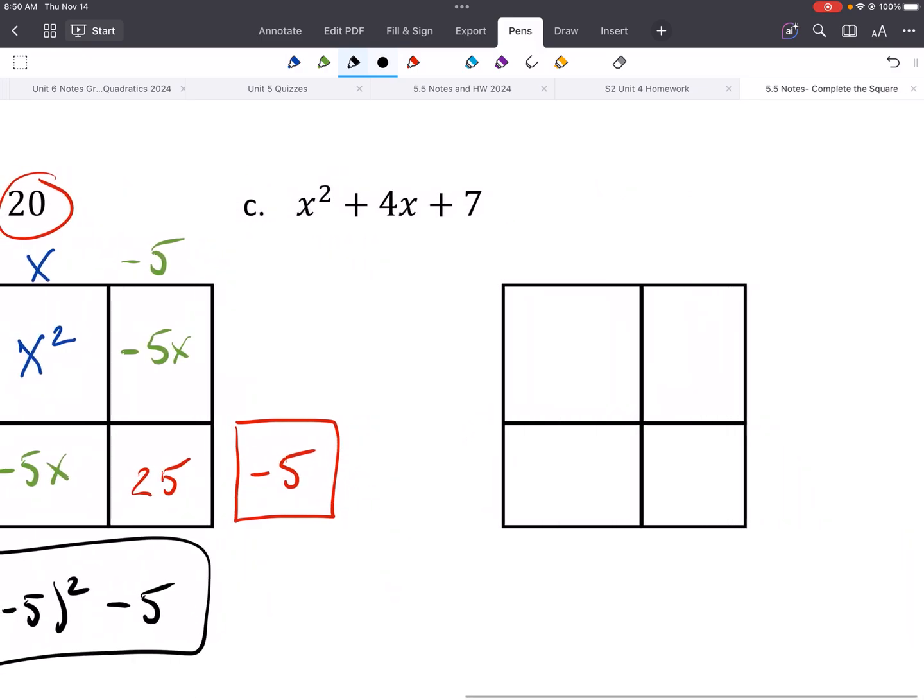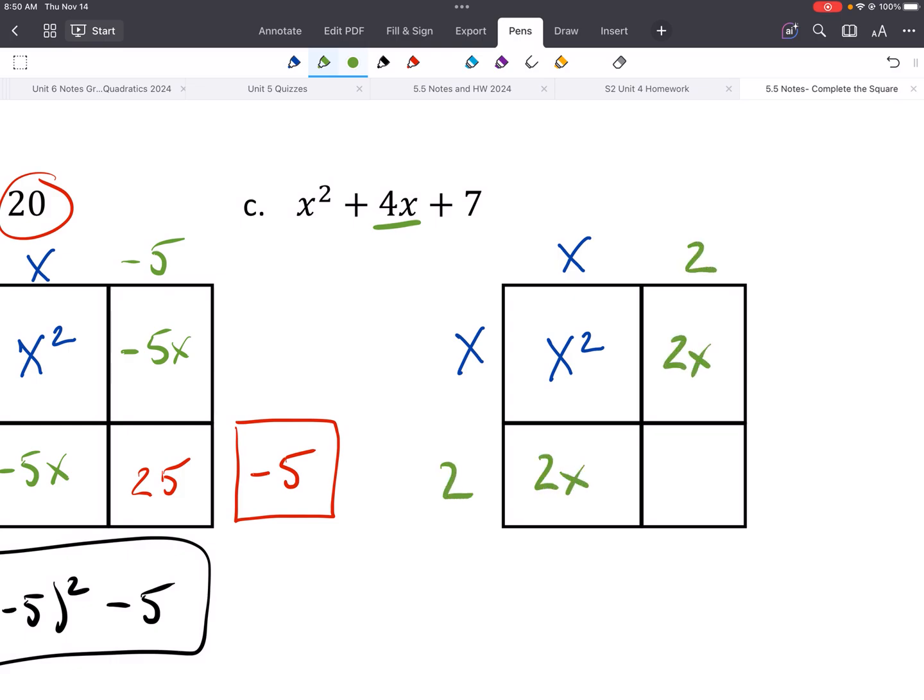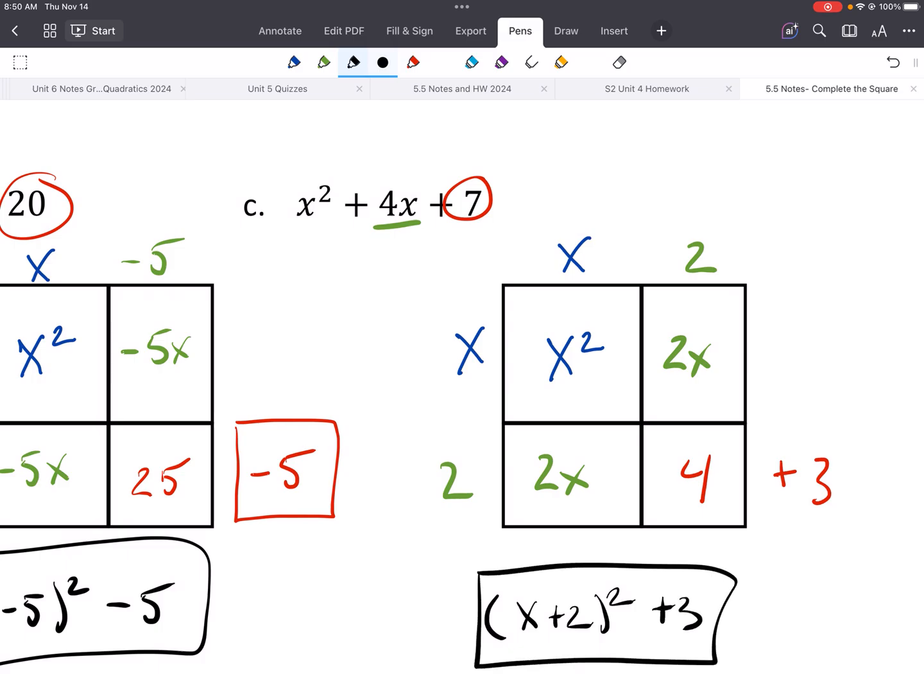All right, last example. x squared, x and x. Half of 4 is 2. So we have the same sides. Completing the square gives us a 4, but we don't have 4, we have 7, so we need to add 3. So our final answer would be (x plus 2) squared plus 3, and we're good to go.